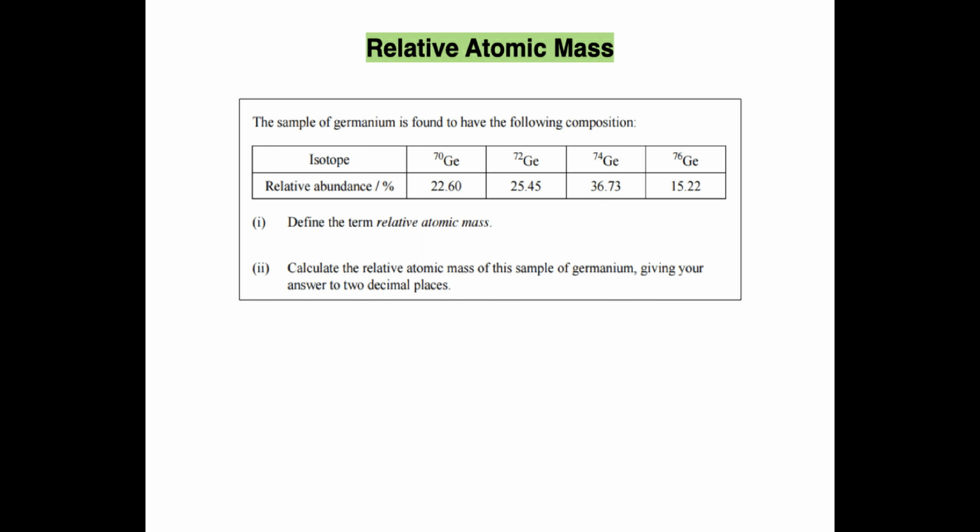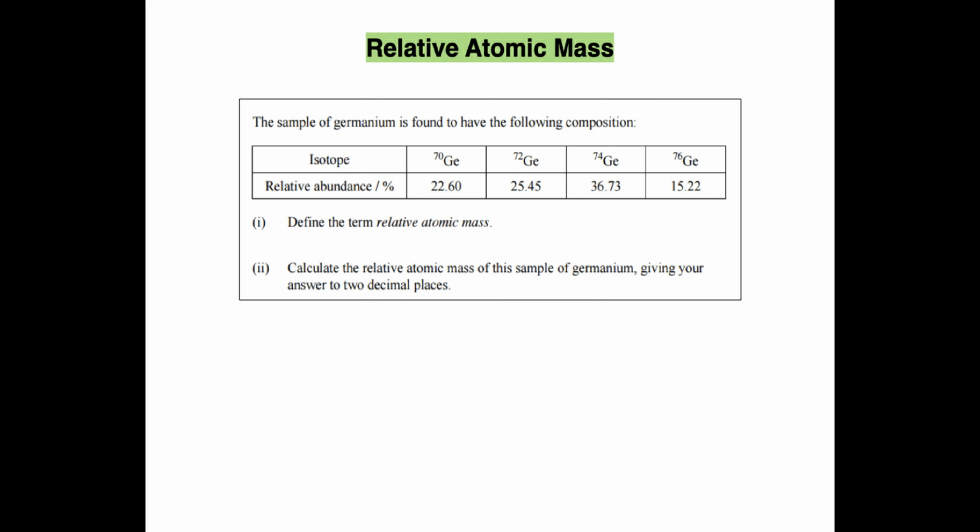Number 1. Define the term relative atomic mass. This is pretty simple, right? The definition of relative atomic mass is the weighted mean of all the naturally occurring isotopes of the element relative to carbon-12. Second question. Calculate the relative atomic mass of the sample of germanium, giving your answer to 2 decimal places. This question is very similar to the previous example question.